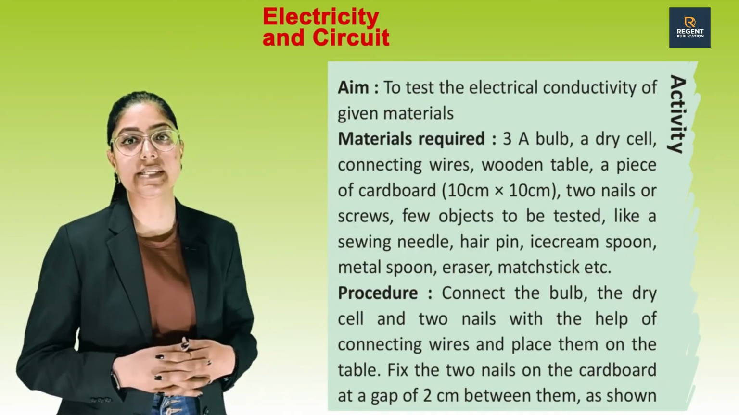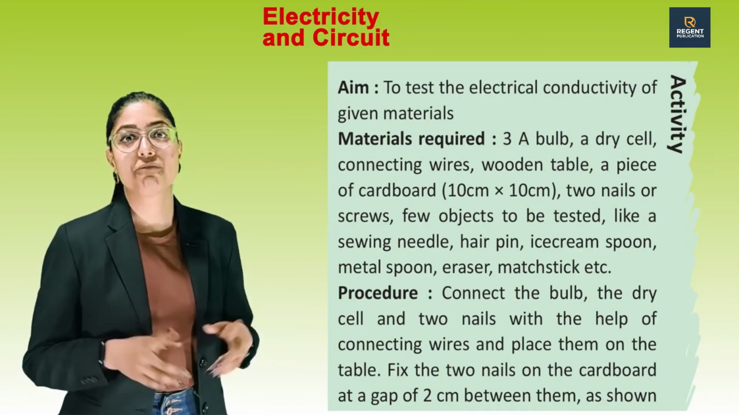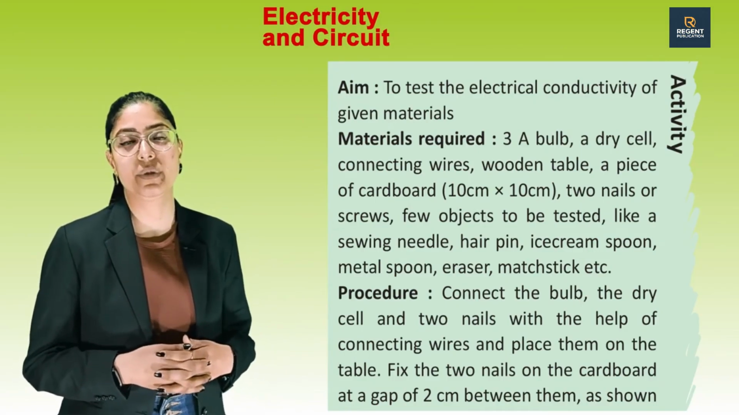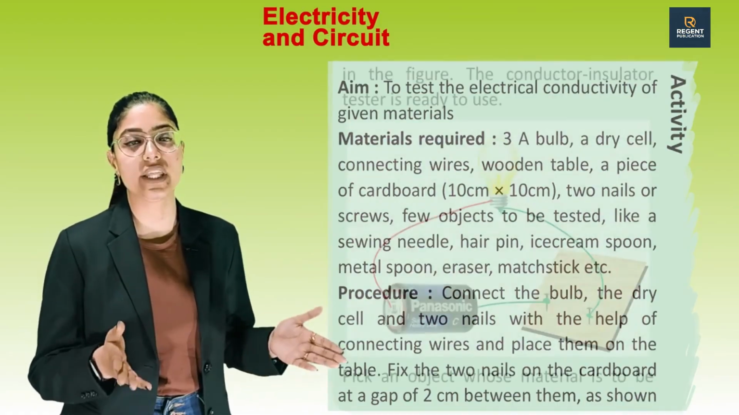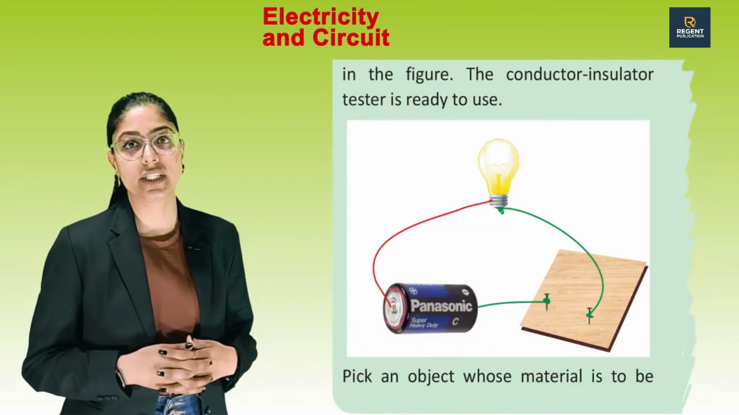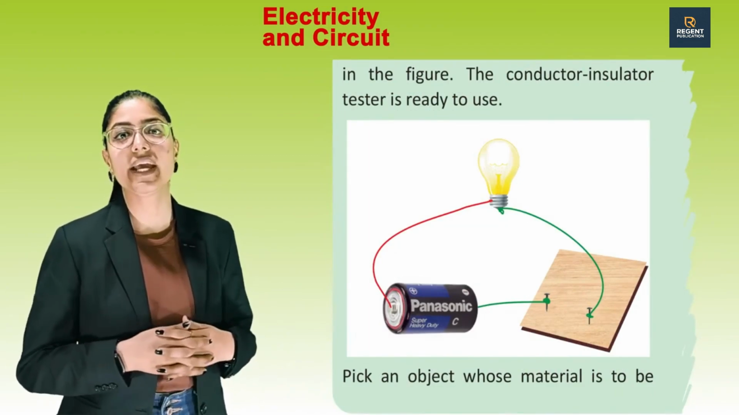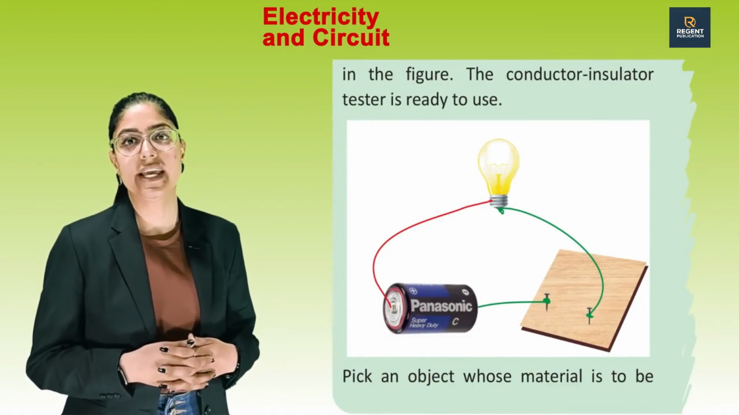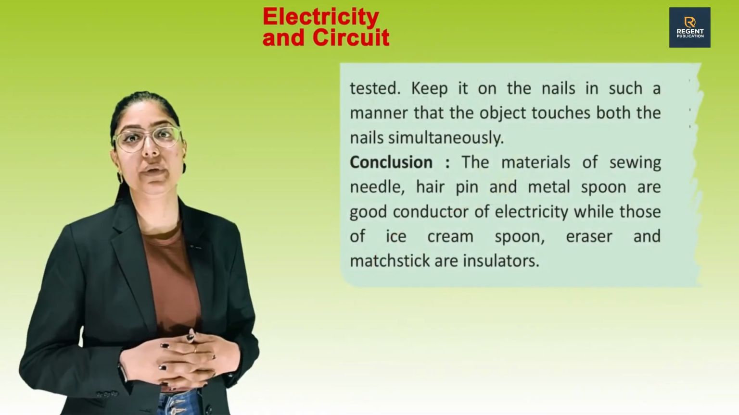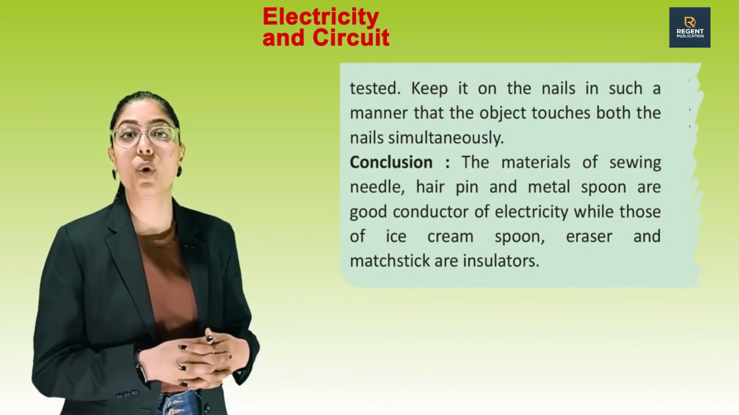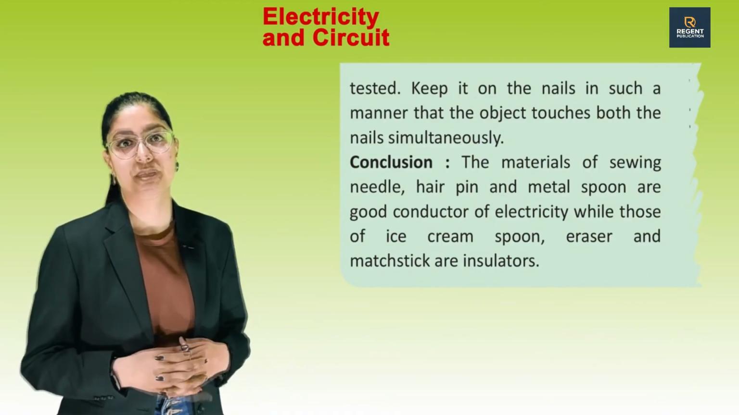connecting wires and place them on the table. Fix the 2 nails on the cardboard at a gap of 2 cm between them, as shown in the figure. The conductor insulator tester is ready to use. Pick an object whose material is to be tested. Keep it on the nails in such a manner that the object touches both the nails simultaneously.